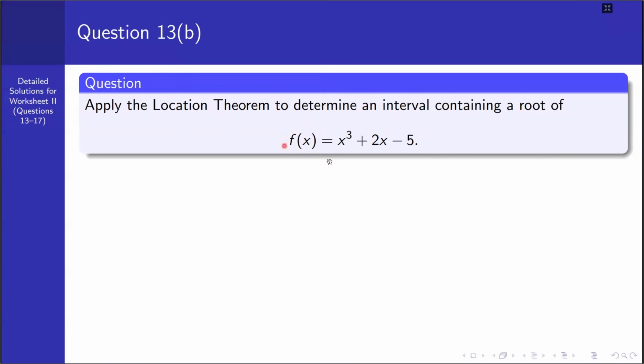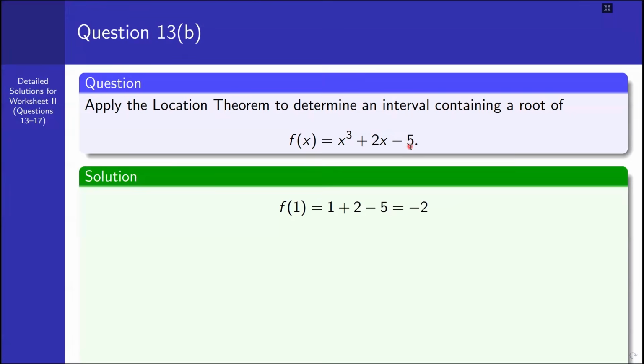So for example, just if I take f of 1, if I substitute 1 in the place of x here, we have 1 plus 2 minus 5, which is equal to negative 2.